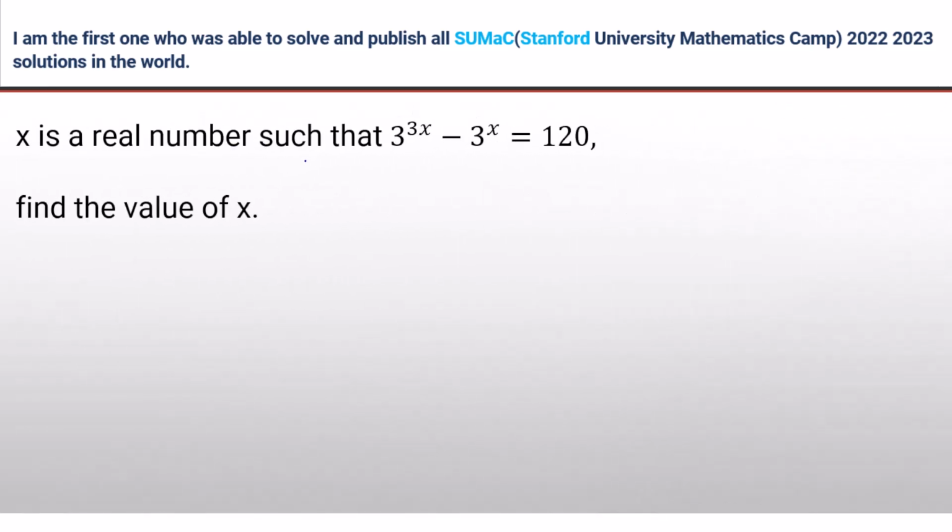x is a real number such that 3^(3x) minus 3^x is 120. Find the value of x. Okay, here we can use a change of variable. You can say 3^x is a.